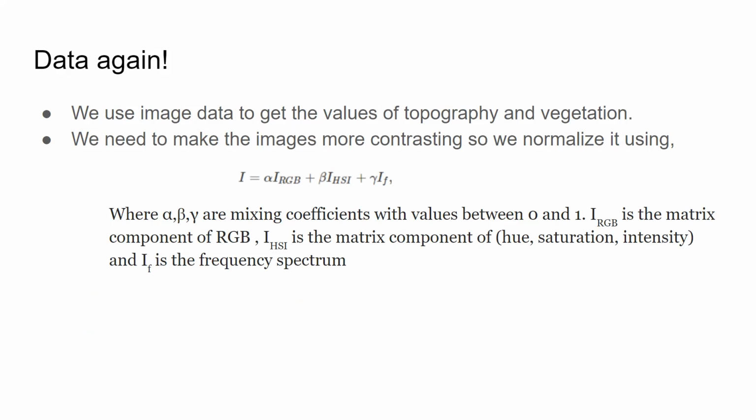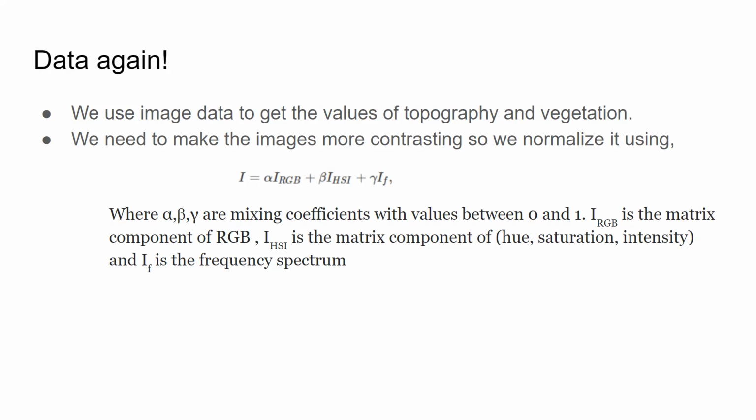We are using satellite images once again to get the information regarding topography and vegetation. We need to make images more contrasting, more enhanced, so we normalize it using this formula: I equals alpha I_RGB plus beta I_HSI plus gamma I_F, where alpha, beta, and gamma are mixing coefficients. Based on the image, we take into consideration different proportions of each of these components, and alpha, beta, and gamma are the coefficients for that.